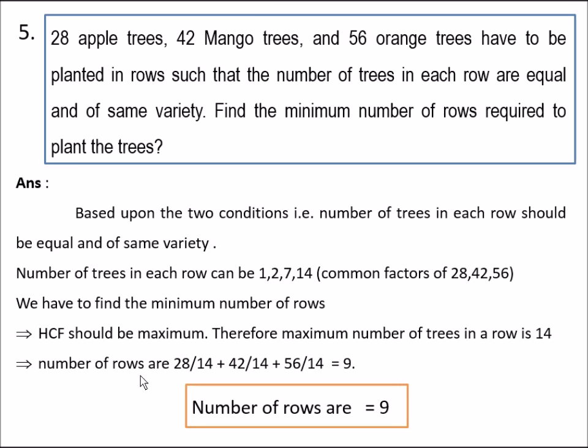So the number of rows are: first, 28 apple trees can be planted in 2 rows, next 42 mango trees can be planted in 3 rows, and next 56 orange trees can be planted in 4 rows. So the total number of rows is 9.